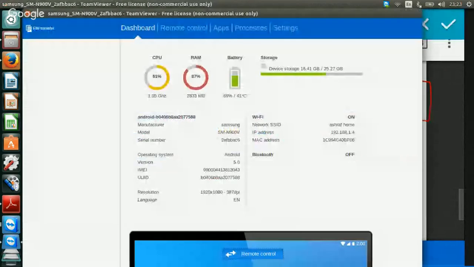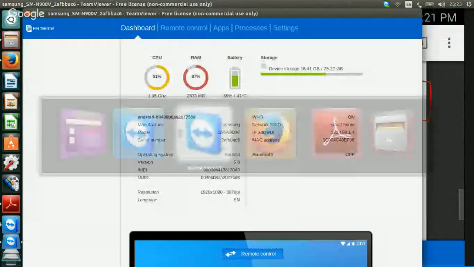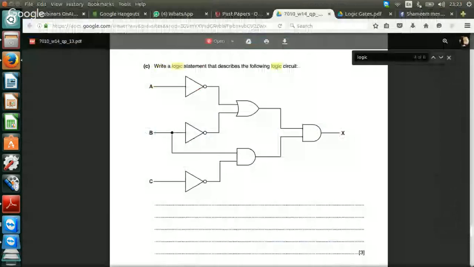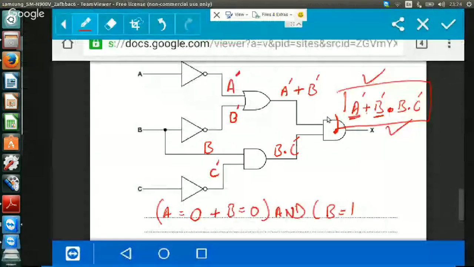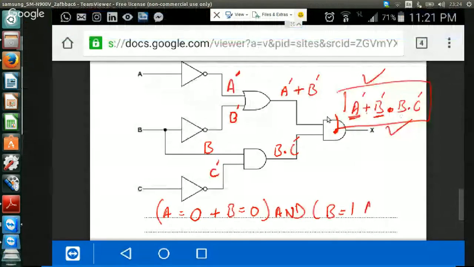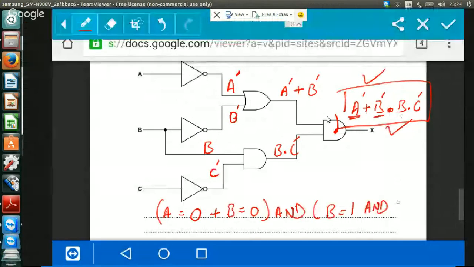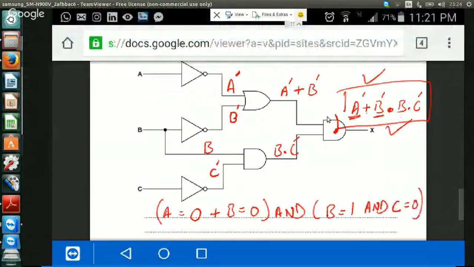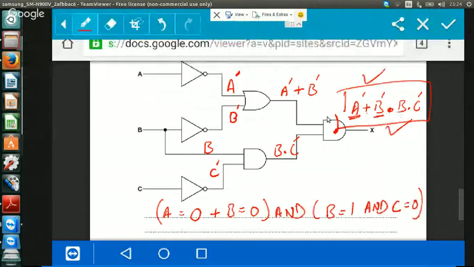B is equal to 1. Sorry, B is equal to 1 because B is positive and this dot means AND, and C is equal to 0. So this is the equation that shows in the question. All right, so it's pretty easy. I hope that you have got it.